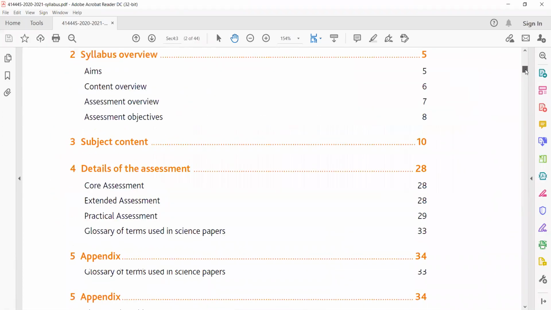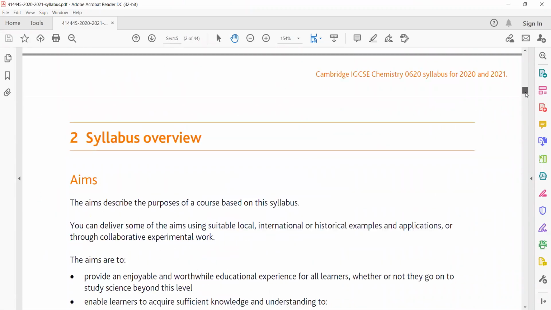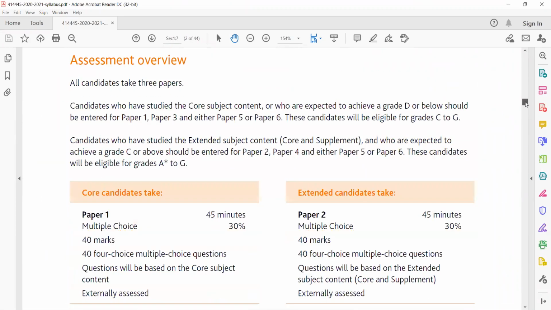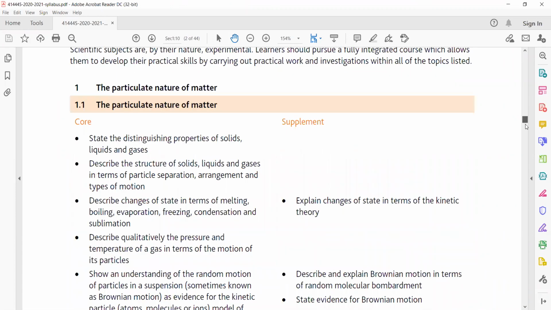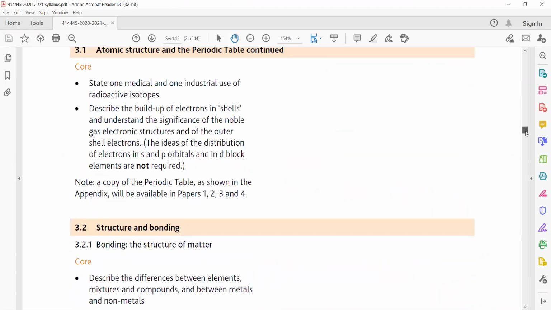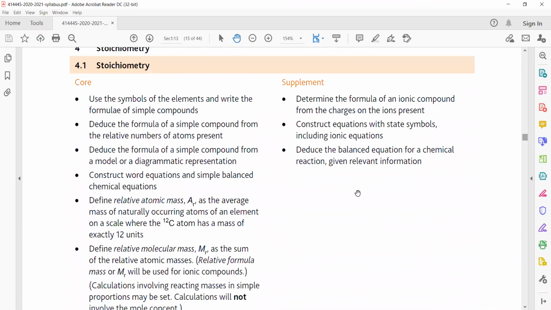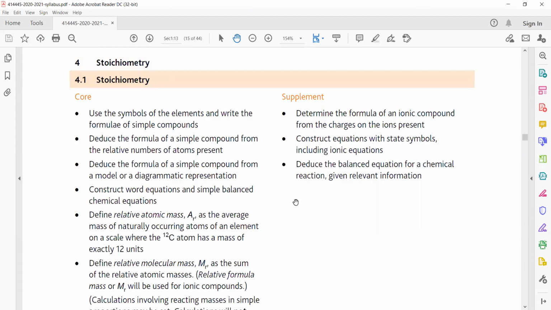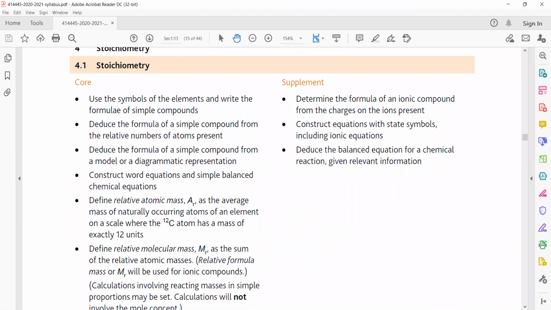The first three topics we already discussed. Today we'll discuss topic 4, which is about stoichiometry, in which you will learn about empirical formula, molecular formula, moles, the concept of the moles.